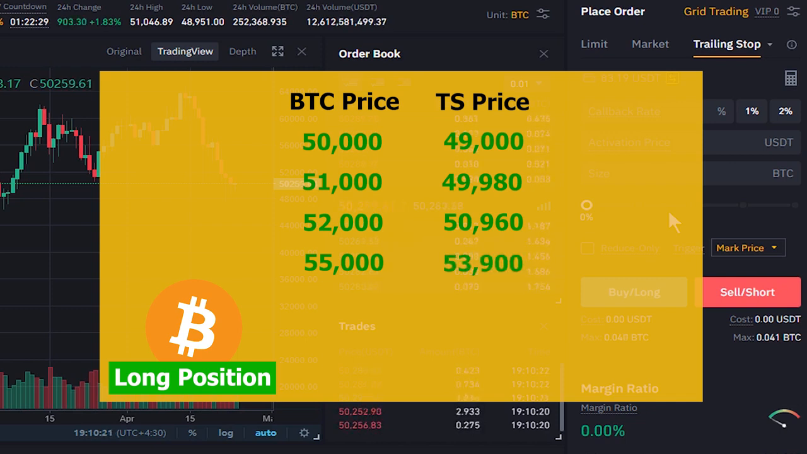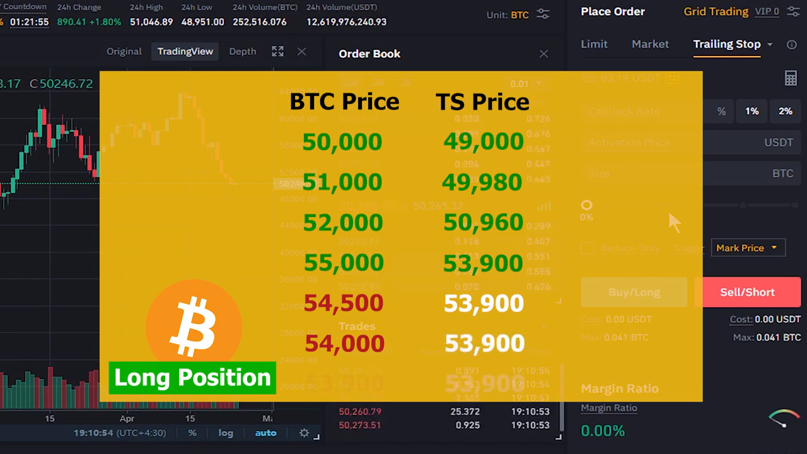But when the price falls and goes down, the trailing stop waits and stops moving. It stays the same and doesn't move down when the price is declining. So if the price goes down to 54,500, for example, the trailing stop remains 53,900. If the price goes lower to 54,000, the trailing stop is 53,900, the same. And when the price reaches 53,900, the sell order is triggered and it actually closes your open position on Bitcoin.